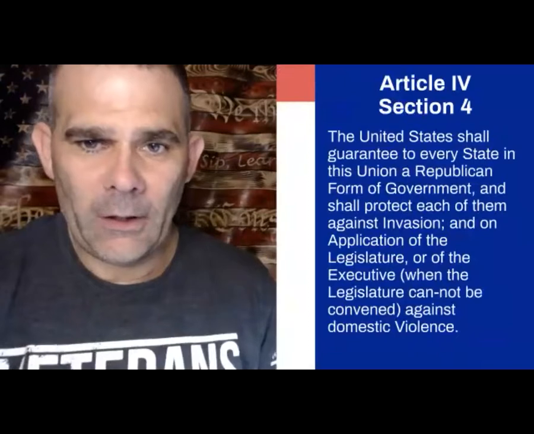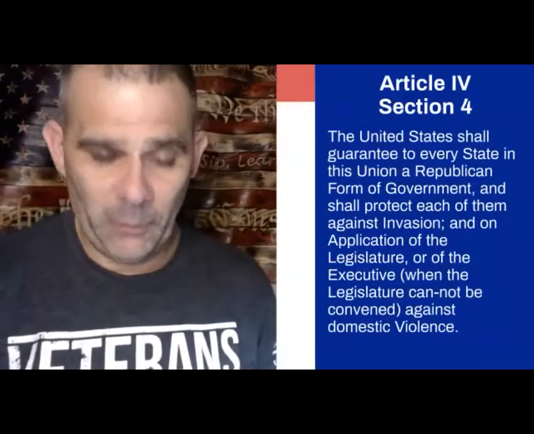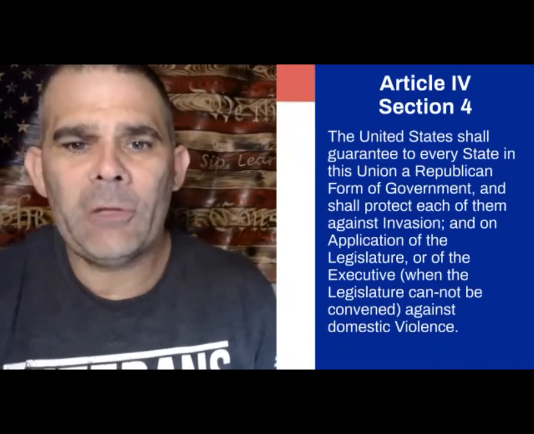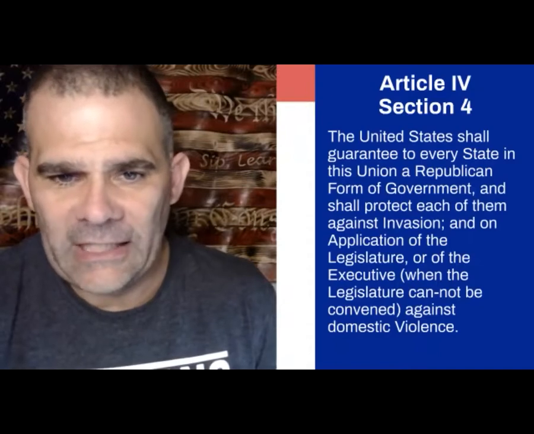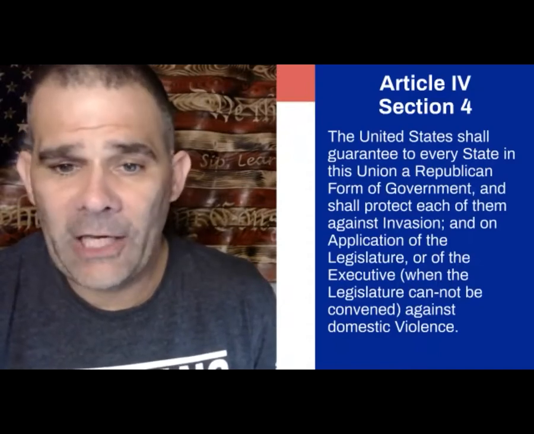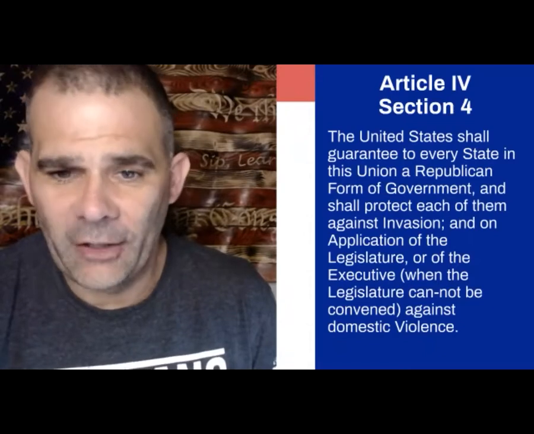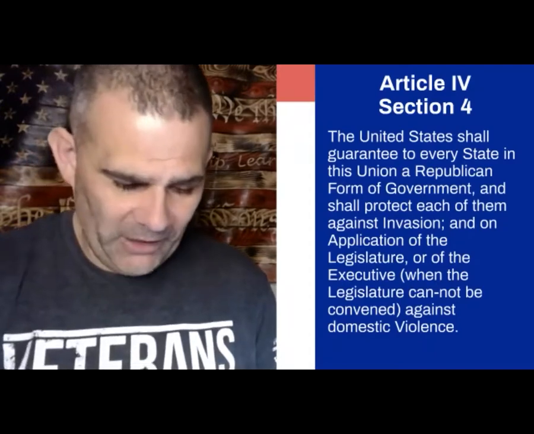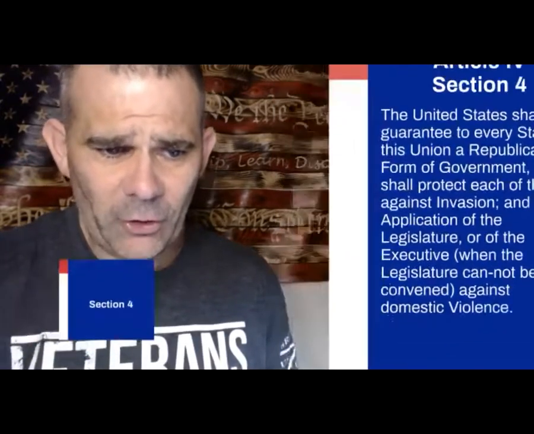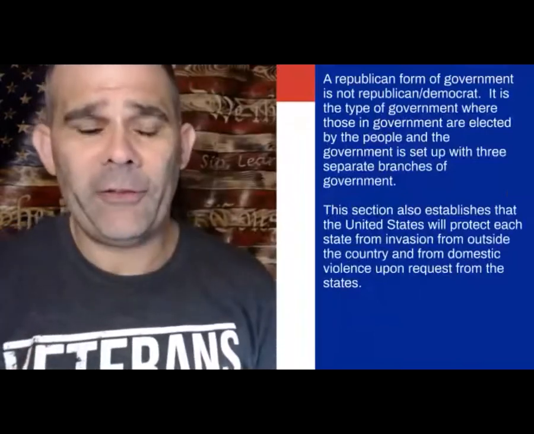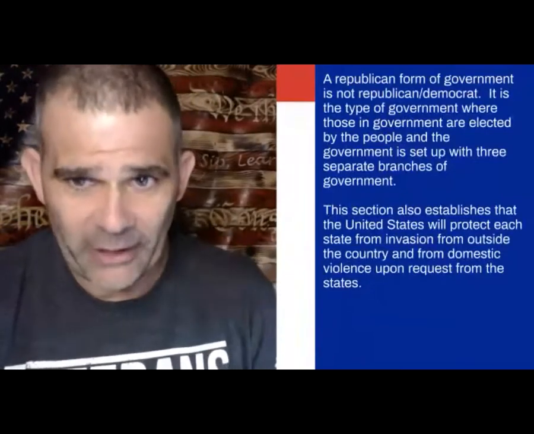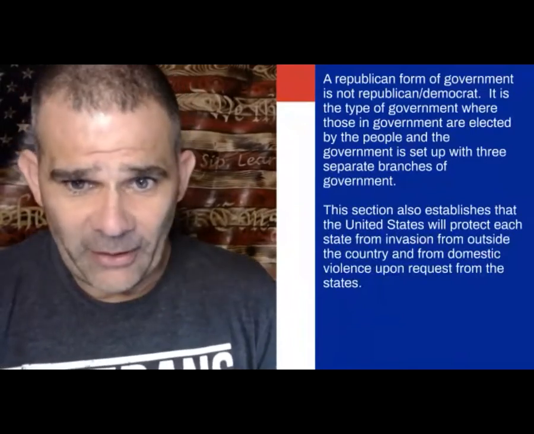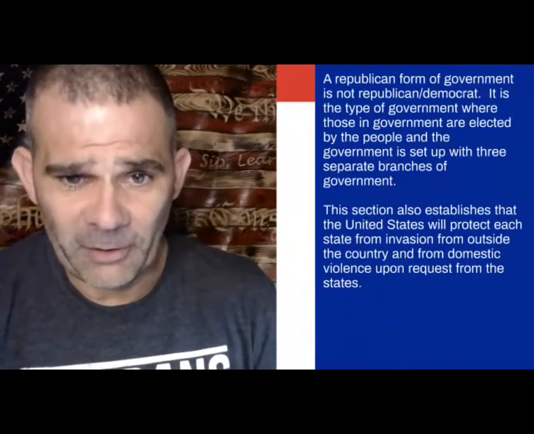So Section 4, or Article 4, Section 4, and this was a big one over during the election. The United States shall guarantee to every state in this union a republican form of government and shall protect each of them against invasion, and on application of the legislature or of the executive when the legislature cannot be convened, against domestic violence. What they're guaranteeing you is not Republican or Democrat, obviously. It's a type of government where those in government are elected by the people, and the government is set up with 3 separate but equal branches of government.